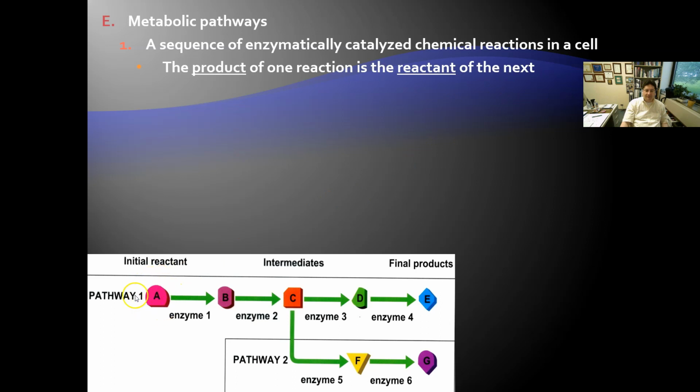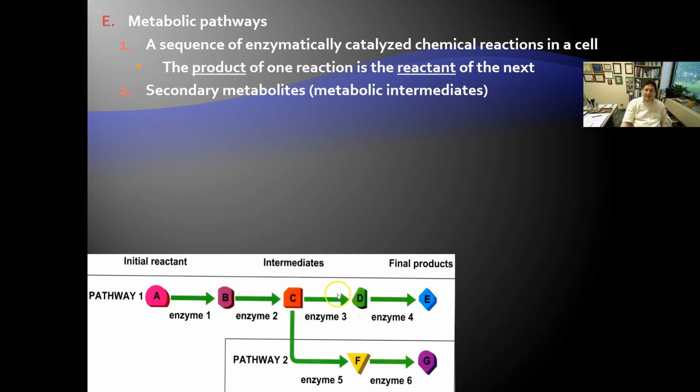Here's my starting material, A. I want to make E. To make E, I have to make B, C, and D. So this is one pathway, A to E. I might start with C, and another pathway could be C to G, but I have to make F first. Notice that they each use their own enzyme.